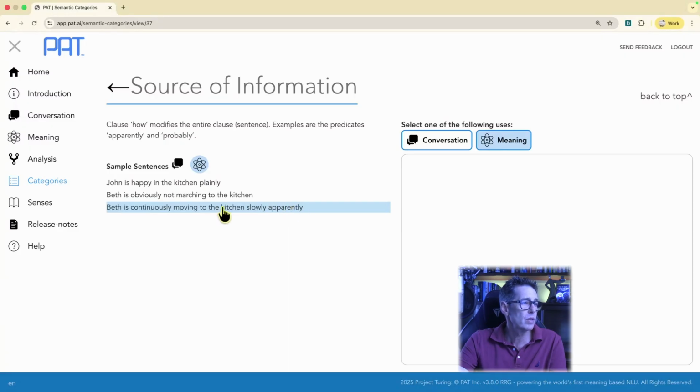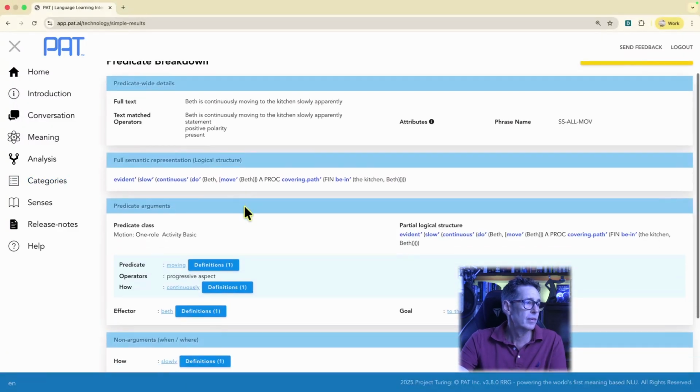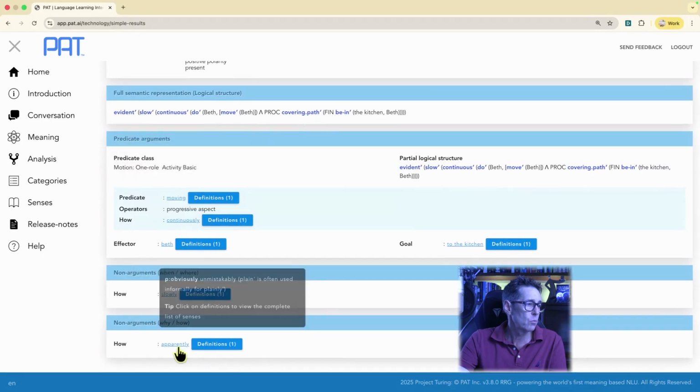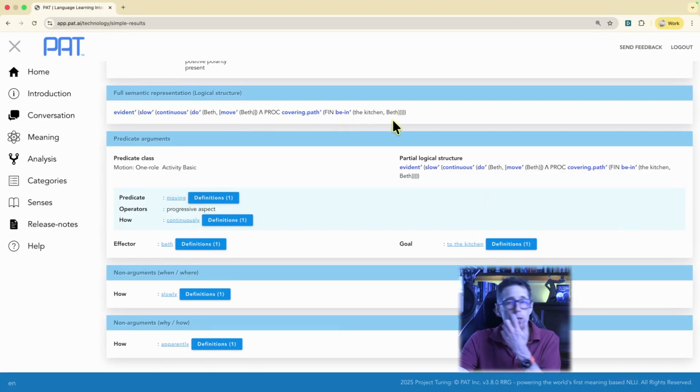So let's have a look at this one. So it was apparent. We can see here at the very outmost layer, it was apparent or evident. It was evident that the rest of this, slowly, Beth moved, covering a path that finished in the kitchen. So Beth is in the kitchen at the end. So there's our breakdown there.